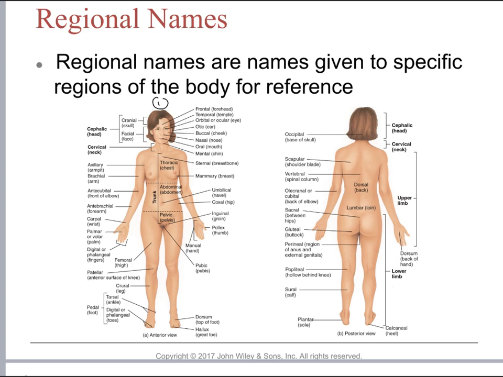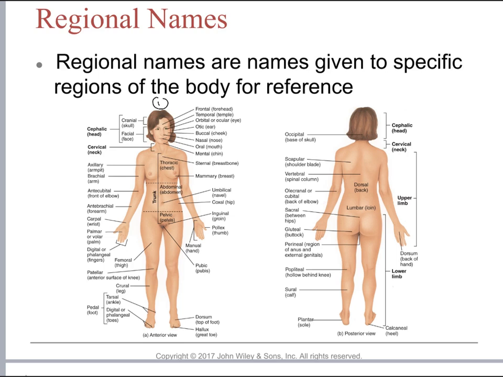Now, let's look at regional names. This is extremely important. Remember we talked about building a building? Well, this is our foundation. By learning these surface terms, this will make bones, muscle, nerves, arteries and veins, and a lot of other structures 1,000 times easier. So what names do we need to know?